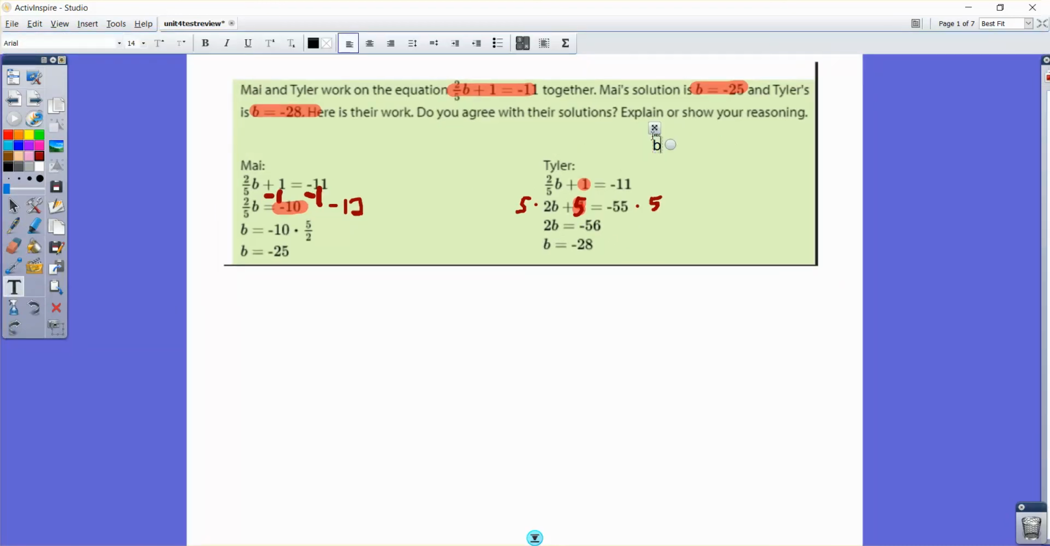Another option for these kinds of questions always is, yeah, you can analyze the work they did and see if you can spot mistakes in the work, but you also have the option of just doing the work yourself and solving the equation yourself. So you can subtract 1 from both sides and then multiply both sides by 5/2, just like my solution did, and then you would end up with a solution of -30 if you do it correctly. And the same thing with Tyler. Okay, so that's number 1.